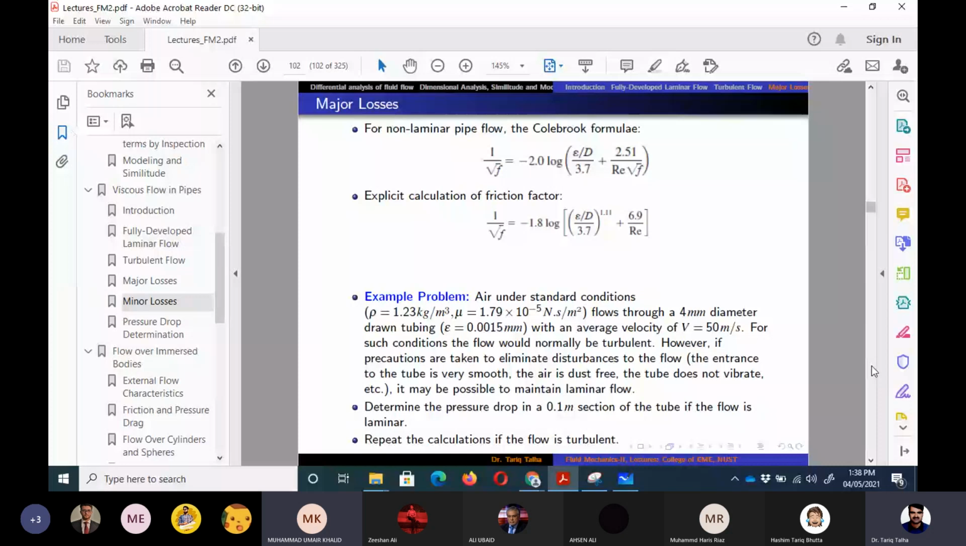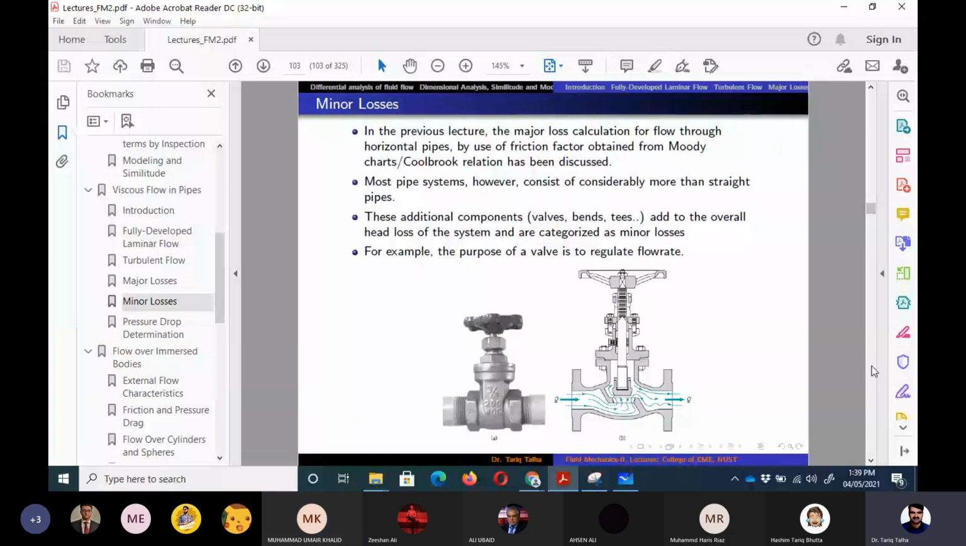Okay. Thank you, sir. So now we are going to discuss minor losses, as I mentioned. Most piping systems consist of considerably more than straight pipes, because in a piping system we have got tees, joints, valves, and then we have got some kind of pump work or turbine work involved. So those additional losses fall under the category of minor losses.